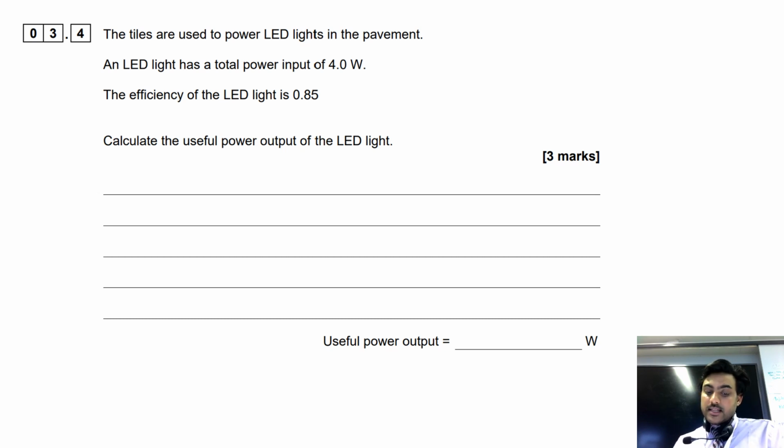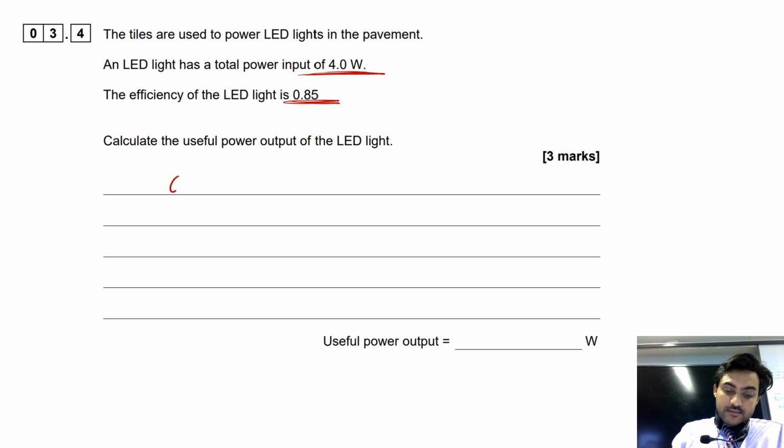The efficiency of the LED light is 0.85. Calculate the useful power output of the LED light. All you have to do is plug these numbers into the equation that you just took out before. Remember, efficiency is 0.85 and the input is 4.0 watts.